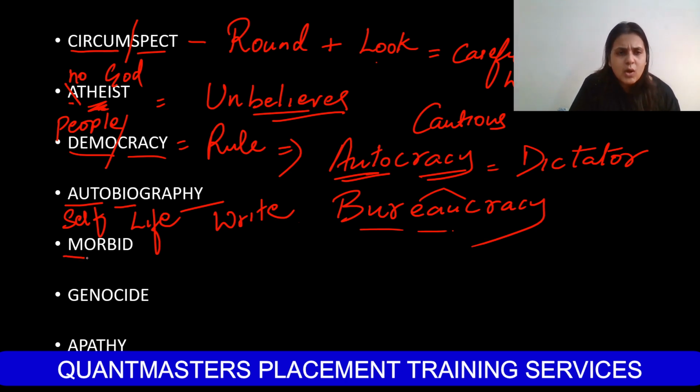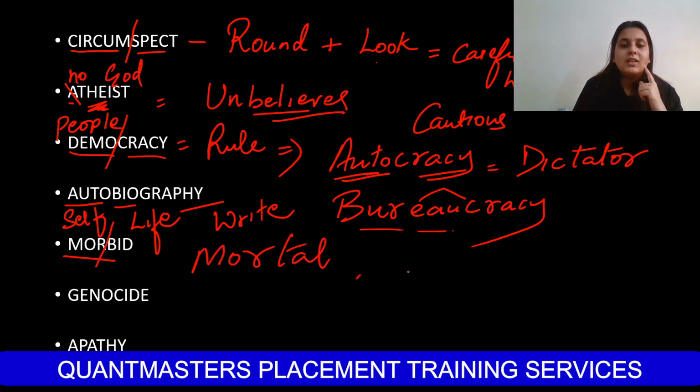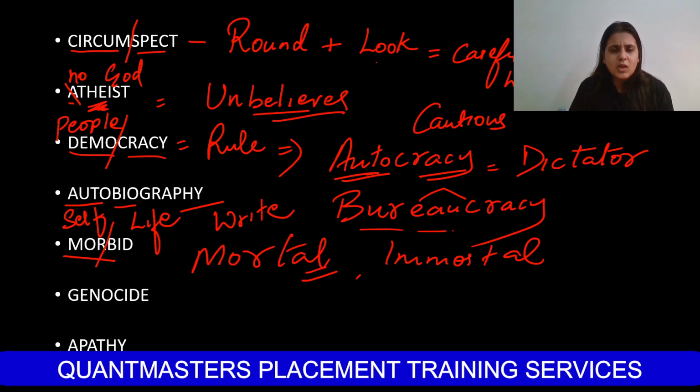Very easy. Morbid. Come on. I've never heard of the word morbid. I've never come across the word morbid. How do I do this? Very easy. Just break down the word. When you say mortal, when I say immortal, what is mortal? Mortality rate. What is mortal? Mortal means death. Immortal means deathless.